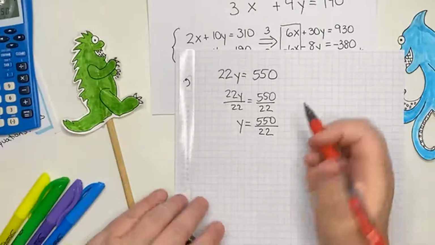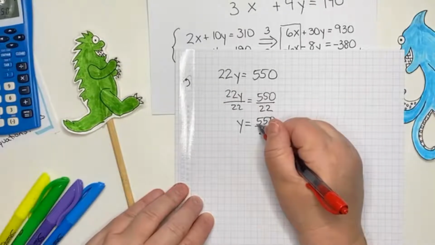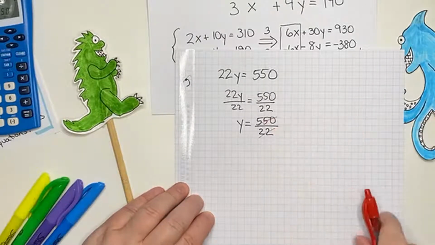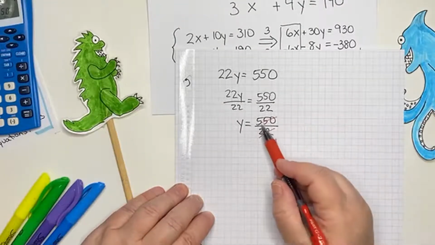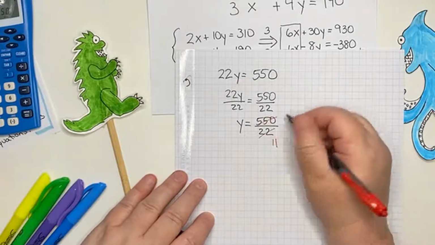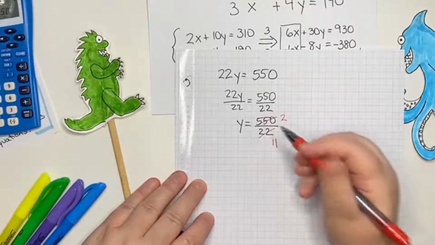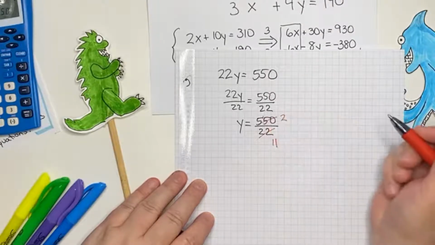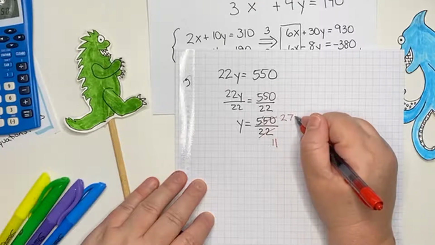Help me out here. So I've got 5, 50, and 22. I know 2 goes into both of them. So I'm going to cancel out the 2's. And 22 divided by 2 is 11. Oh man, 550 divided by 2: 2 goes into 5 2 times. And then I get a 1 next to the 5. 2 into 15 is 7. 275.